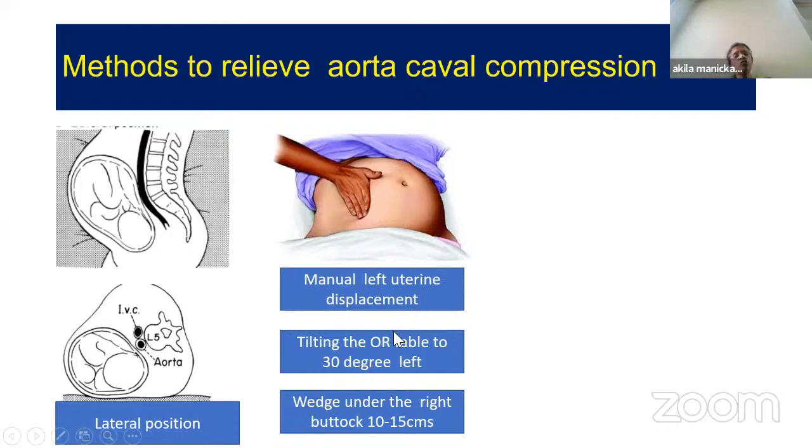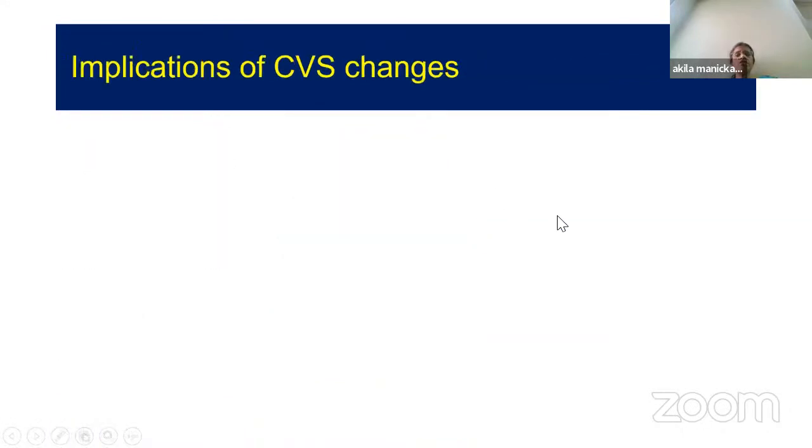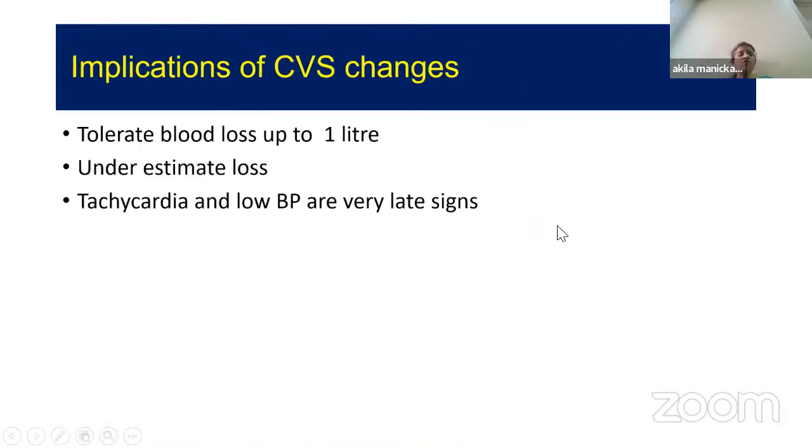Once a neuraxial blockade has been given and there is hypotension, there is definitely going to be some amount of aortocaval compression, which is inevitable. So it is very important to treat hypotension vigorously with vasopressors so that the blood flow to the fetus is not compromised. Now, what are the implications of these cardiovascular changes which I've been talking about?